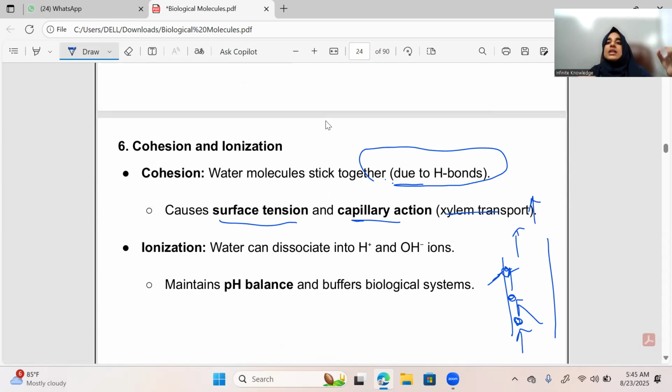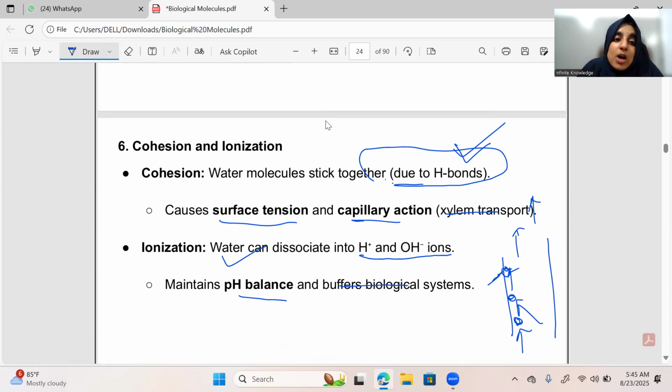So basically, the main characteristic of water, the jewel in the crown, is the hydrogen bond, by which water has got so many properties such as cohesion and adhesion, capillary action, surface tension, and then we have got ionization, that water can dissociate into H positive and OH negative ions, right? And it maintains pH balance, and it buffers biological systems.